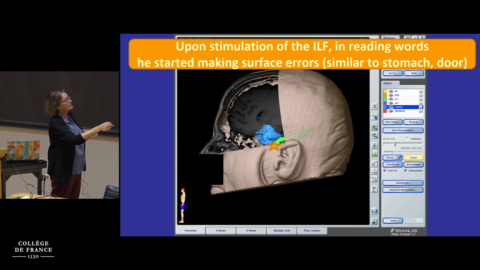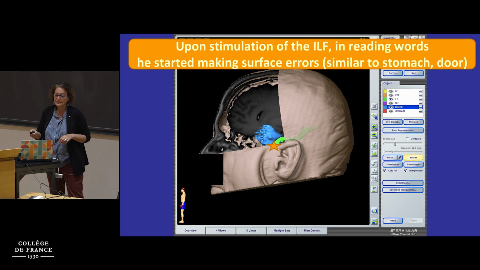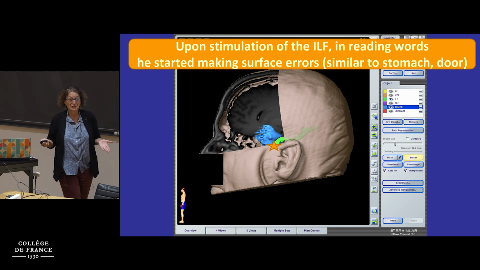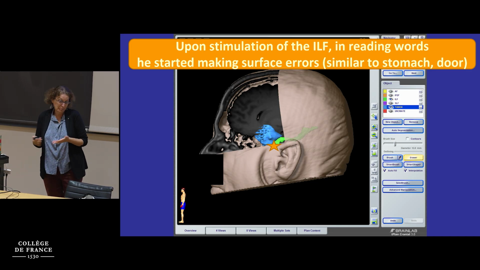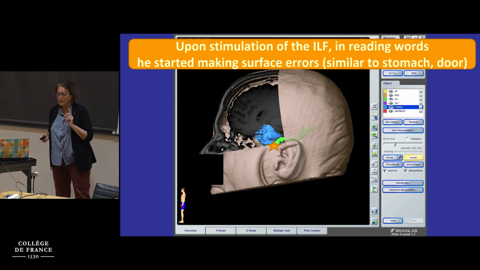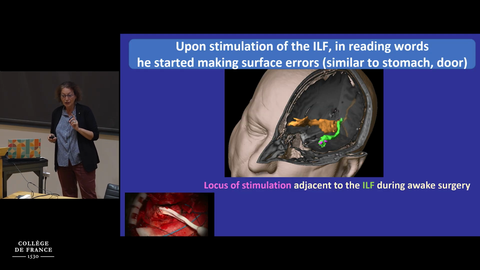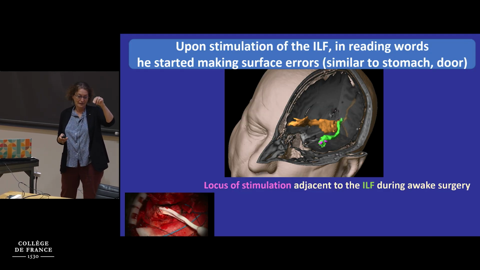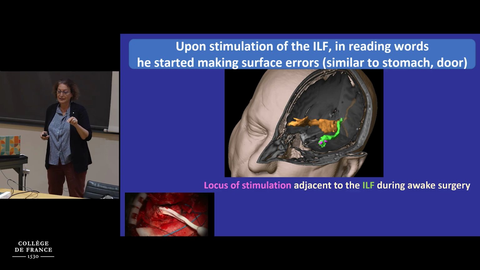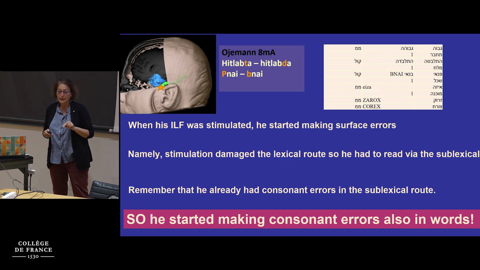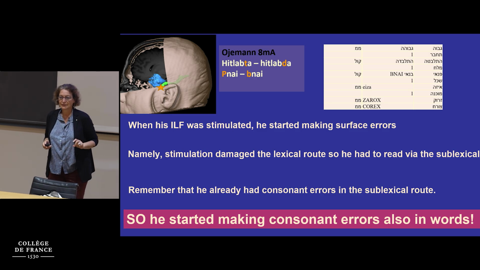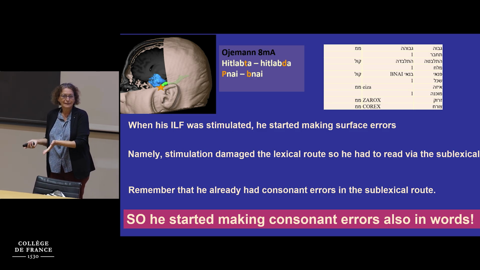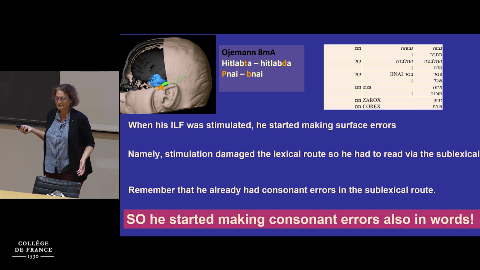And we stimulated here, and what happened once we stimulated this was that he started making surface errors, started reading "walk" as "stomach" and "dur," or the parallels of this in Hebrew. But what is very important is that during this ILF stimulation, not only did he start making errors like "stomach" and "dur," he also started making consonant errors in real words. Until now he only made consonant errors in non-words. So why did he make consonant errors in real words?